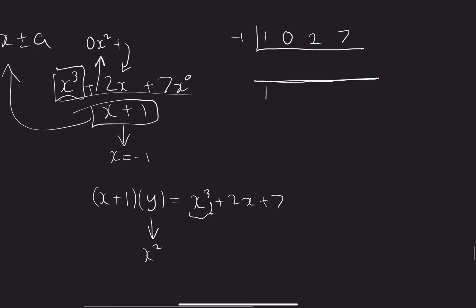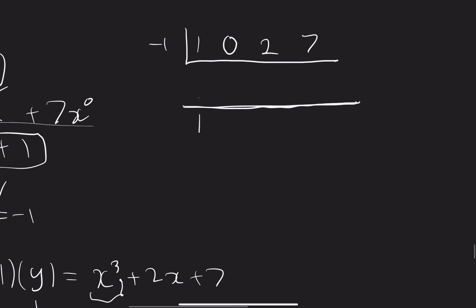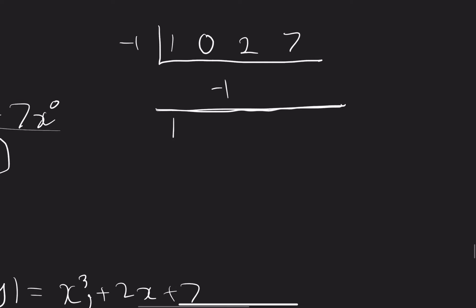So next thing that we want to do is, after we've dropped down the leading coefficient of the dividend, we want to multiply that by the root of the divisor. So we just multiply 1 by negative 1, which is negative 1, and then we want to put the result here, so negative 1 there. So let's clear that up first. And then we want to add whatever's here, in this case it's 0, to what we've got down here, which is negative 1. 0 plus negative 1 is negative 1.